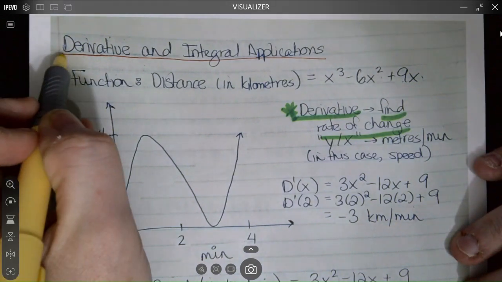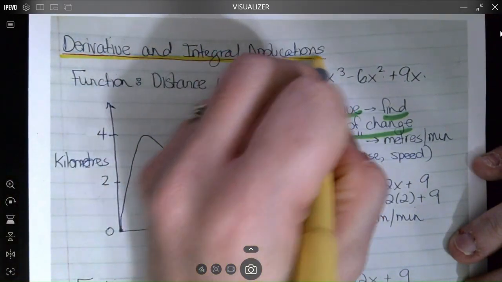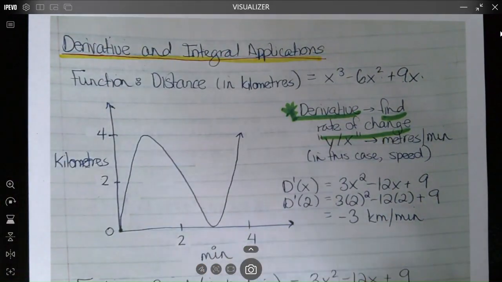Going to be talking about applications. When do we use each of these things and why? And one of the simplest ways for me to explain the application idea is through speed and distance. That tends to be something very applicable that we can all understand.